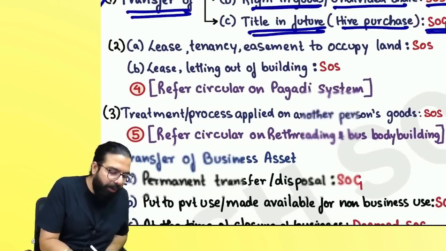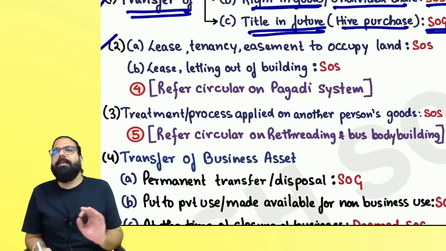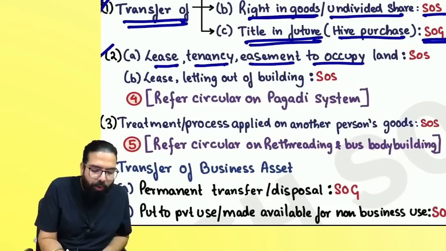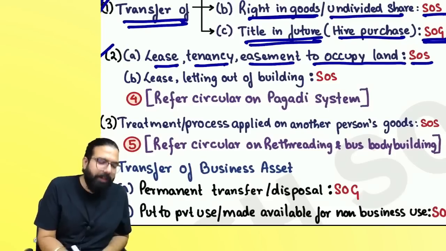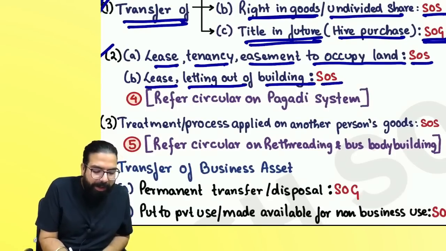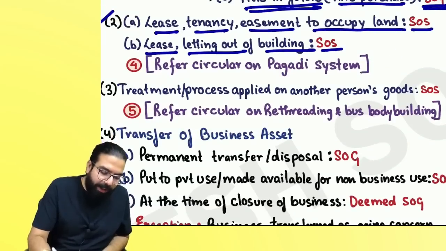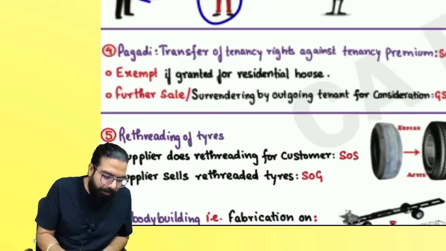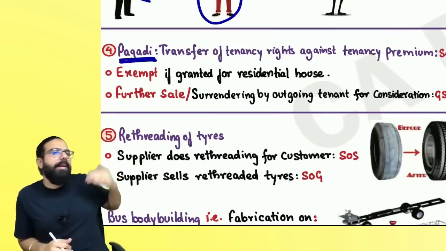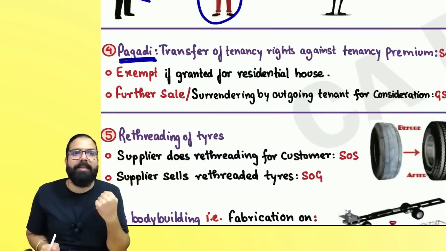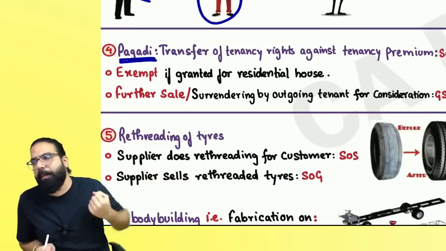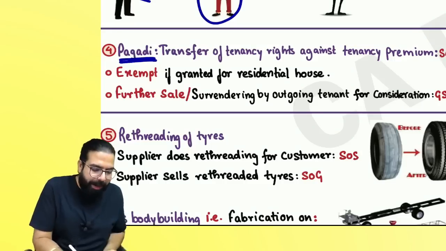Then the next one over here is paragraph 2 of Schedule 2, which says any lease, tenancy, easement to occupy land is always supply of service. Lease, letting out of building is always a supply of service. And then we had one circular which was on the Pagdi system. Refer to the circular on the Pagdi system. Pagdi system means what? If I give my tenancy right against a tenancy premium, it is a supply of service. Always remember, anyone giving tenancy right against tenancy premium is always a supply of service.